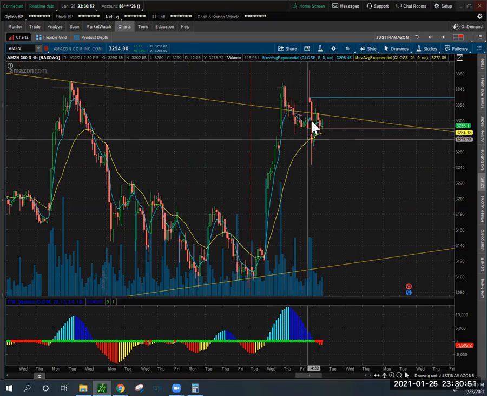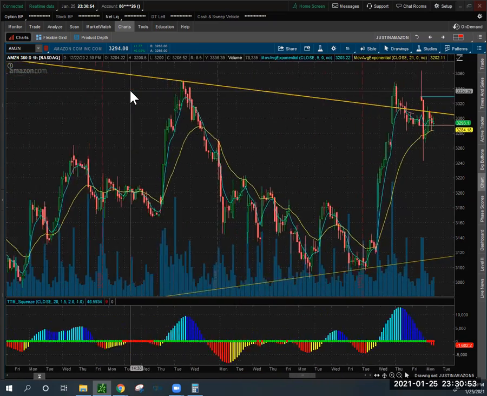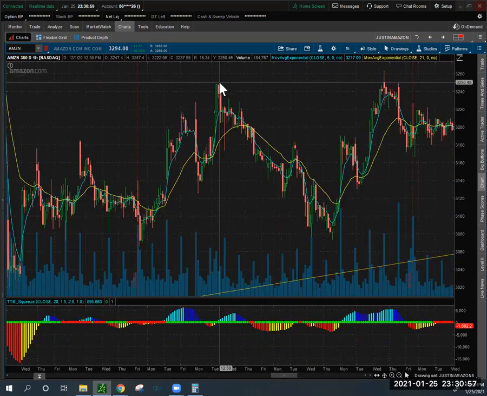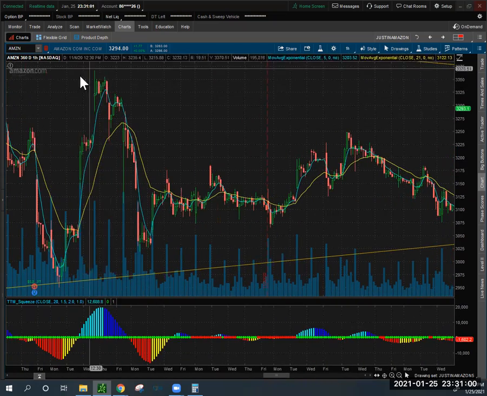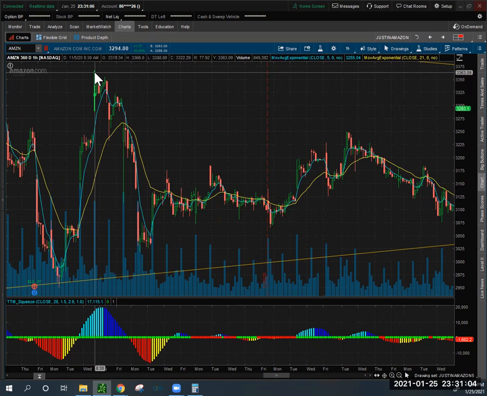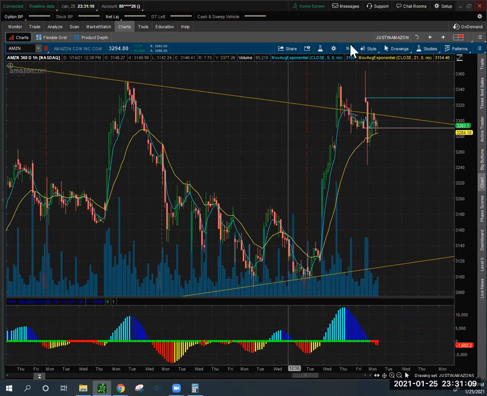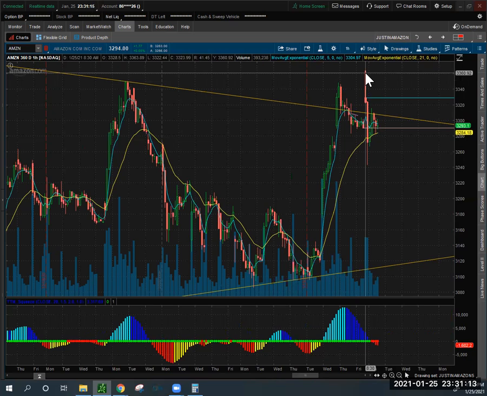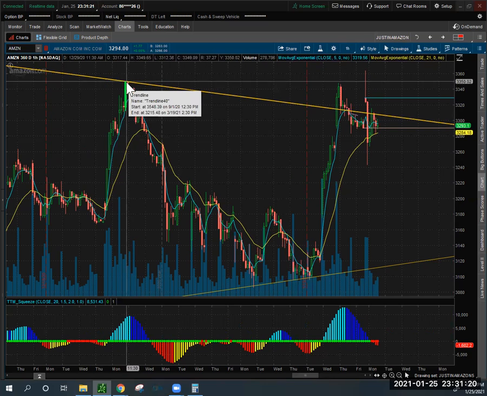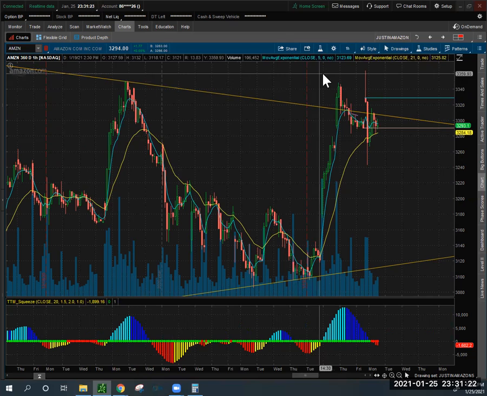But anyway, so here's where we are. We're running into the same resistance. If you ignore the triangle, we had the same range. We're running into the 3,300 to 3,350 or 60. Let's see the high here, 3366.80. And then we just ran into that same price, 3363.89 was the high. So we got a little bit above what we did back at the end of December.